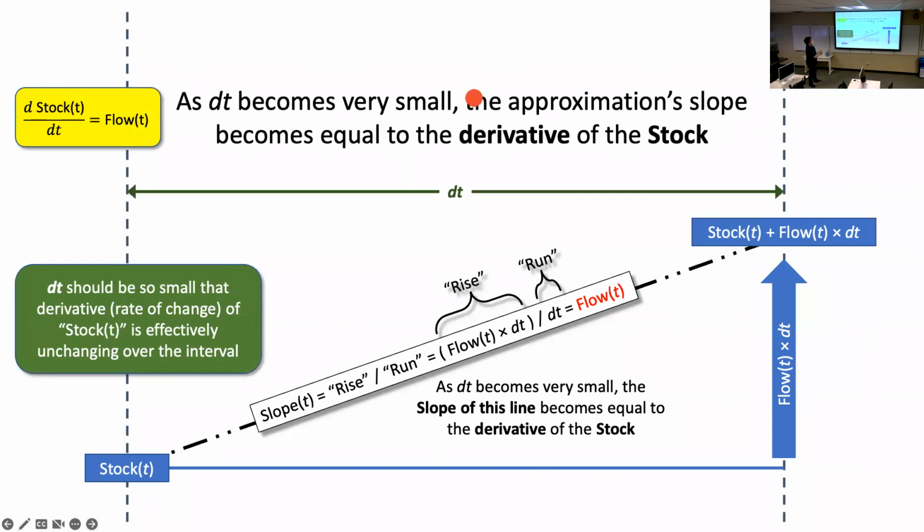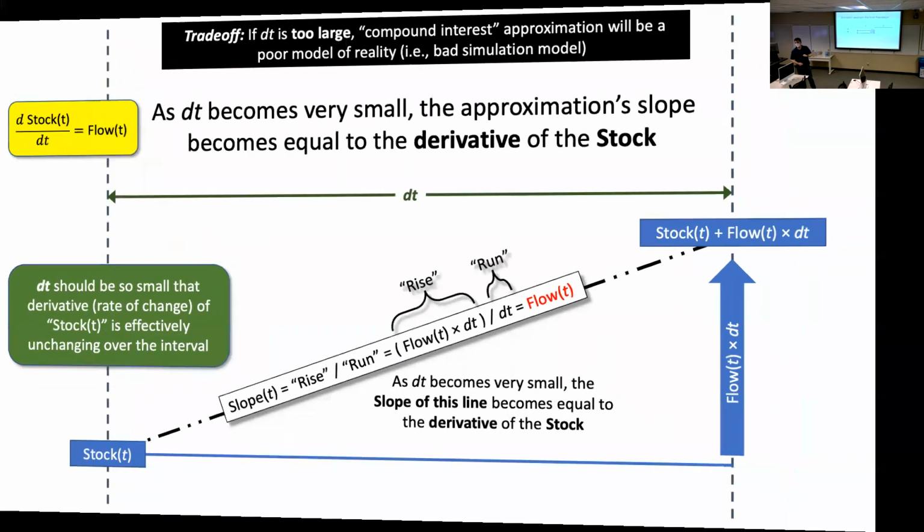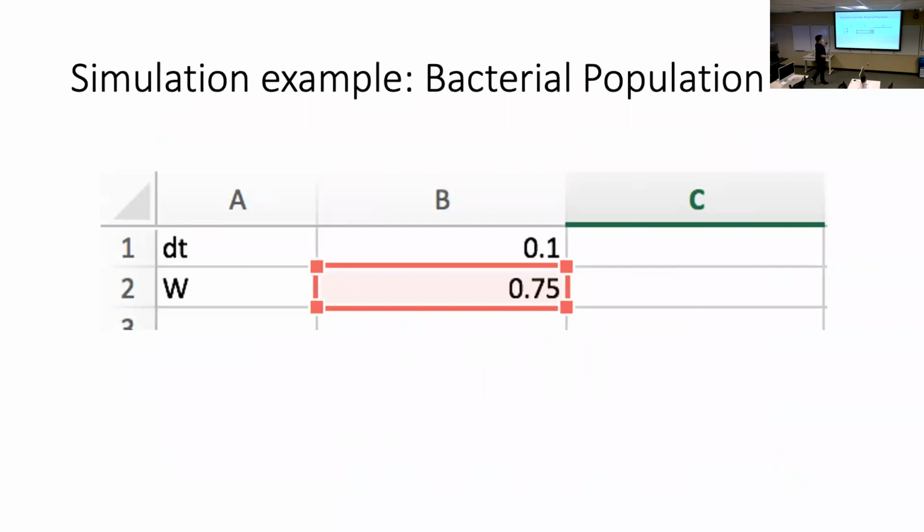So that's all I'm saying. As dt becomes small, the approximation slope becomes equal to the derivative. And so this is how a flow relates to a stock. The rate of change, the change in a stock over time, is equal to its flow. So we want to make dt small so that this slope is approximately this equation. This is what we're going to write math for, and this is what the computer is going to do. To make them similar, we have to make the dt small.